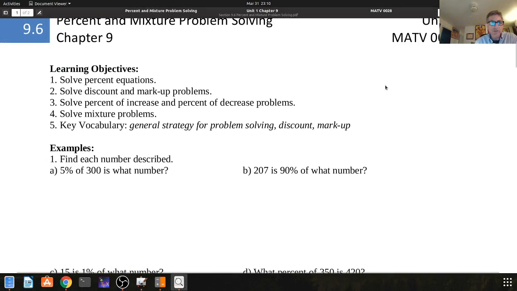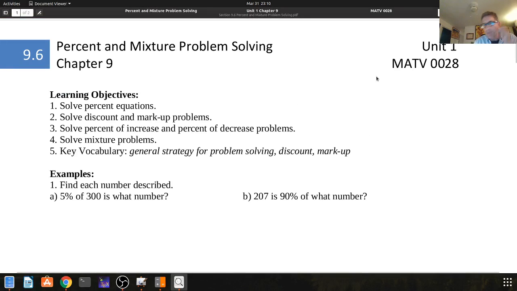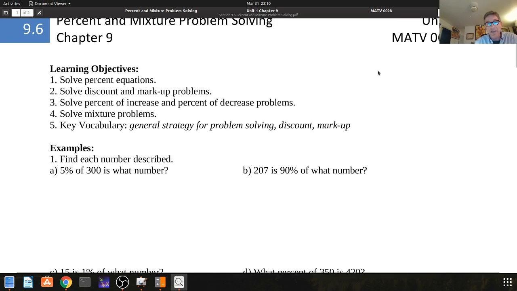Okay, let's go ahead and start with section 9.6. It's on percentage and mixture problem solving. This is also really helpful everyday math skills when it comes to going to the grocery store or buying anything, sale items, etc. You can check whether the sale price is actually as it's supposed to be, or you can just figure out how much something will cost if it's marked up or marked down, in particular if it's marked down, and if it fits your budget.